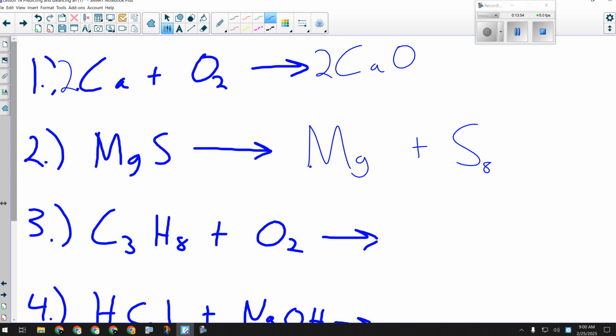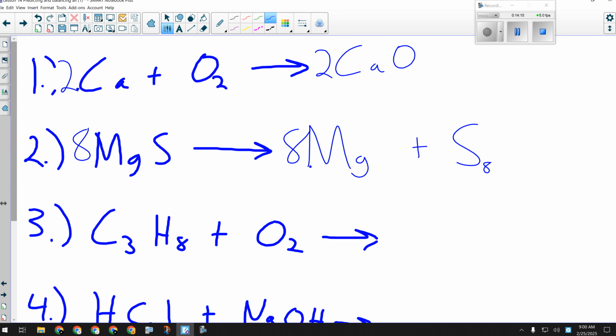Always check. As soon as you make the products, do I need to drop and swap anything? Do I have any special elements? Always the questions to ask. Now I've got all of that done. I just need to balance. What needs to go right here? 8. Right. That gives me 8 magnesiums, so I need an 8.